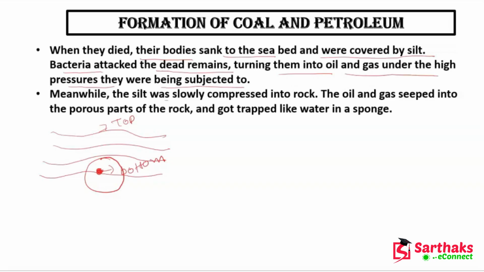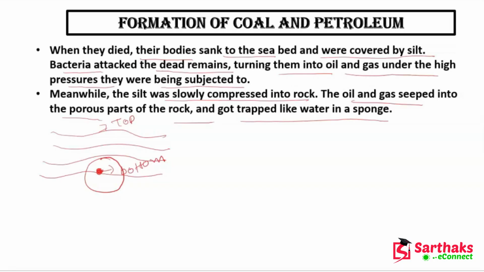So meanwhile, the silt was slowly compressed into rock. Now the silt, which covers their bodies, slowly compressed into rock. The oil and gas seeped into the porous part of the rock and got trapped like water in a sponge. So basically, this silt which was covering these dead bodies was converted into rock. These oil and gases seeped into the porous part of the rock and got trapped, like water in a sponge.